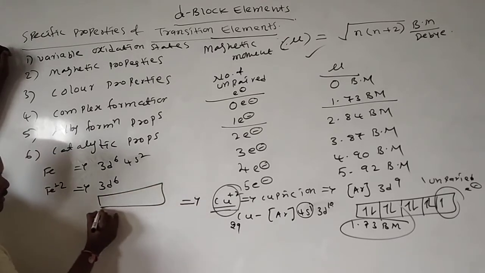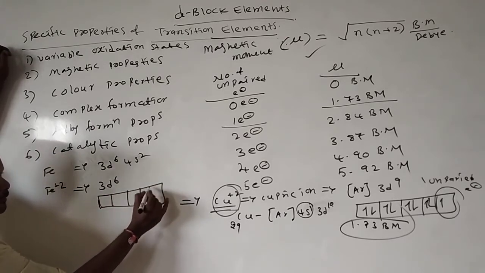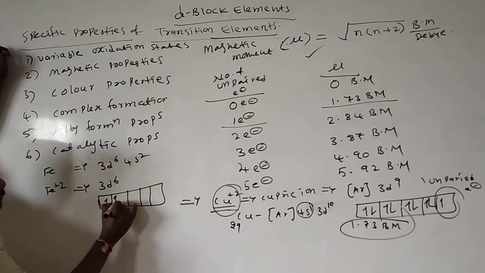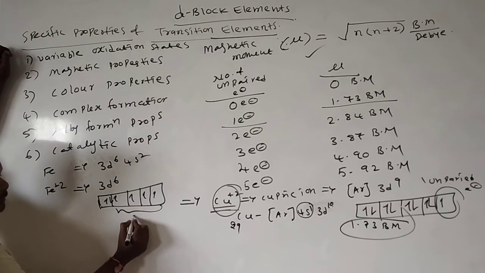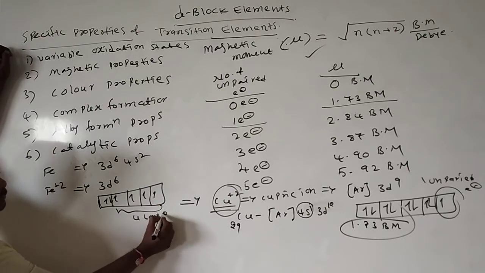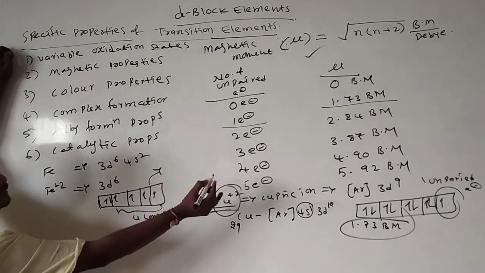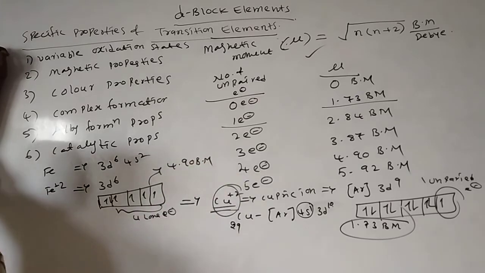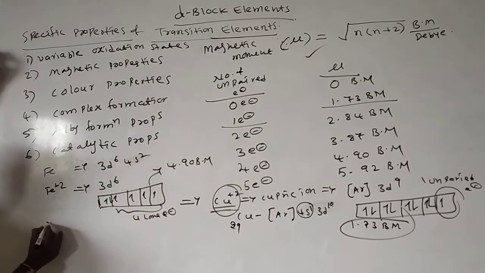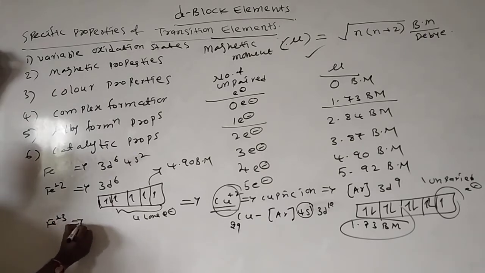3d6 means how many lone electrons are present here? See, 1, 2, 3, 4, 5, 6. 4 lone electrons are present. 4 lone electrons means 4.90 Bohr magnetons. Fe plus 3 is there.